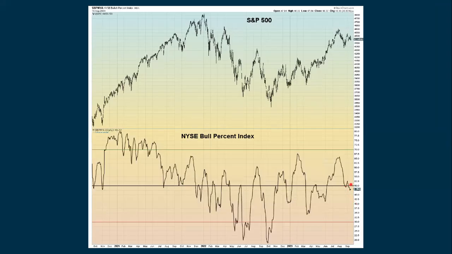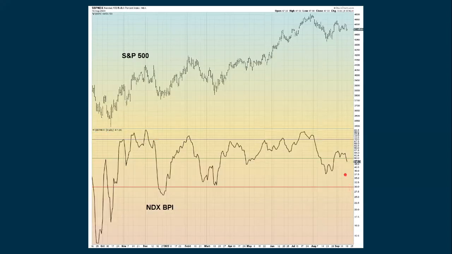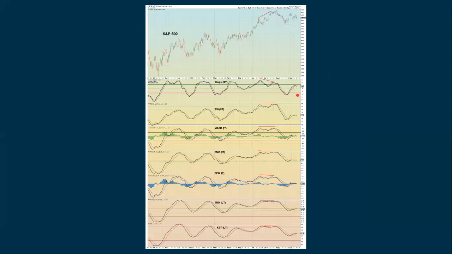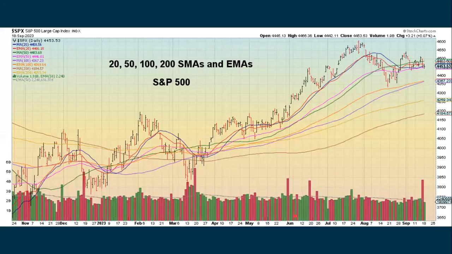The NYSE bullish percent index is still below 50. That's negative. The NASDAQ 100 BPI is also dropping below 50, turning more negative. We're still inside the Ichimoku cloud, and our oscillators are pretty much starting to turn down now. Some of them are hanging in there a little bit, but we're seeing the momentum turning more negative.